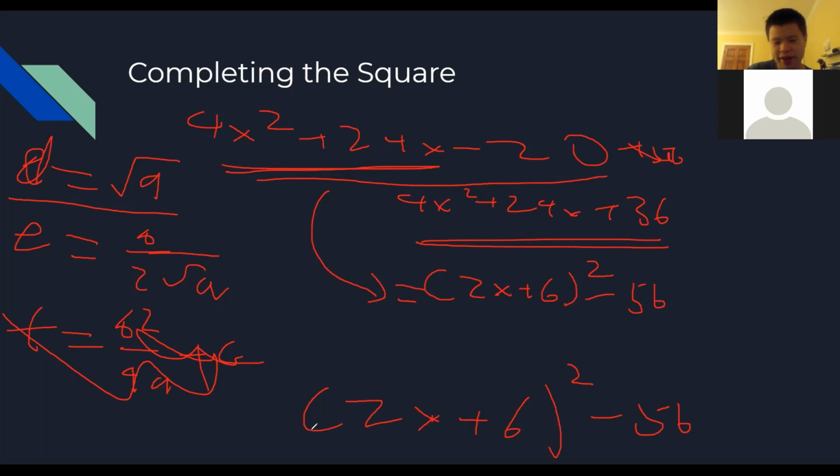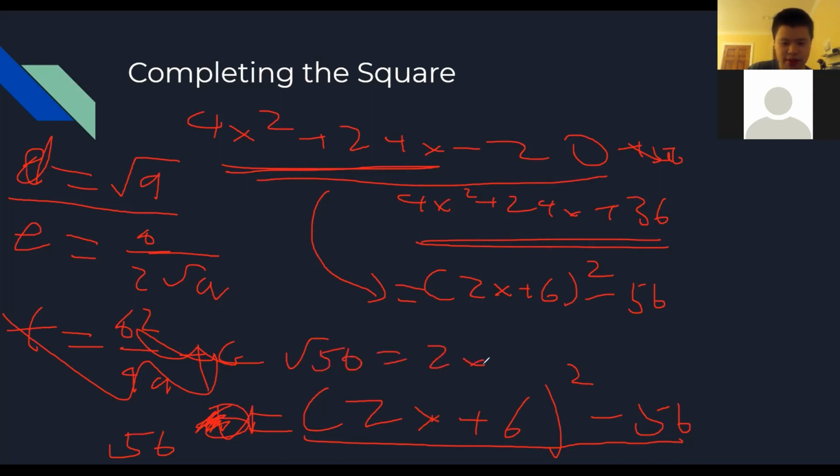Okay, so now that we have this, you can plug in 0 equals 0 and put in 56 on this end. Square root 56 equals 2x plus 6. This, you can take out this, divide by 2, x equals 3 plus or minus square root 14.